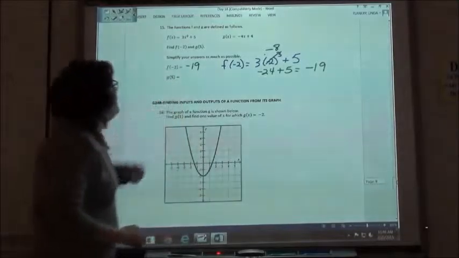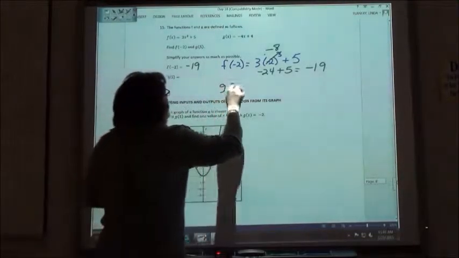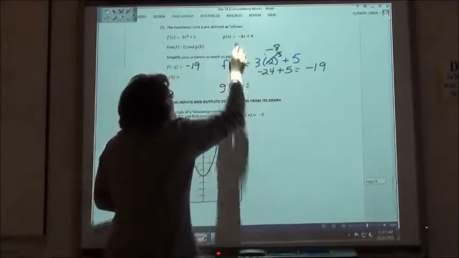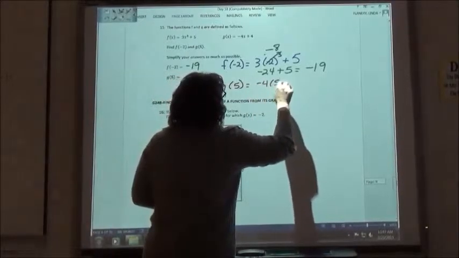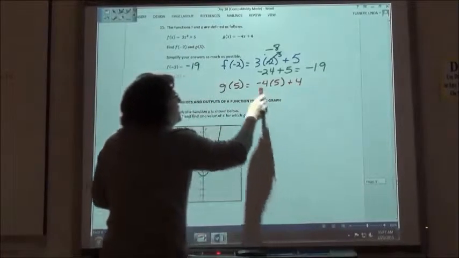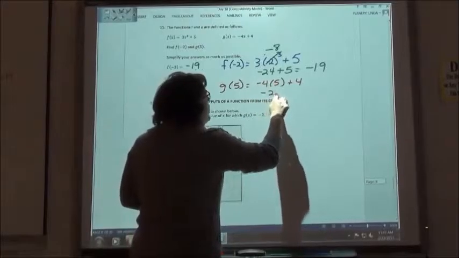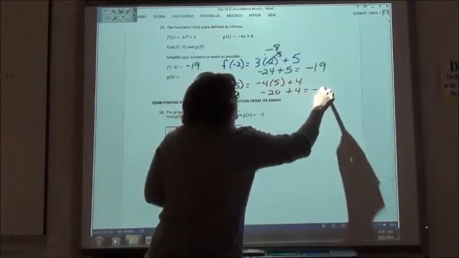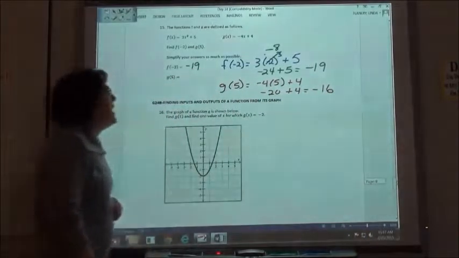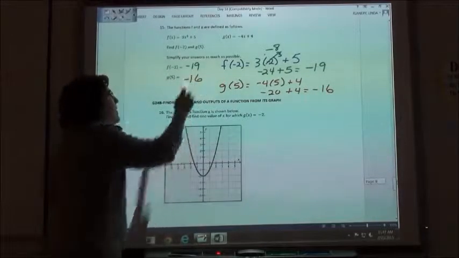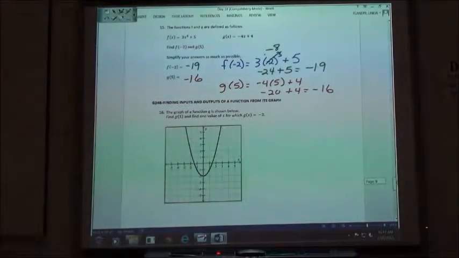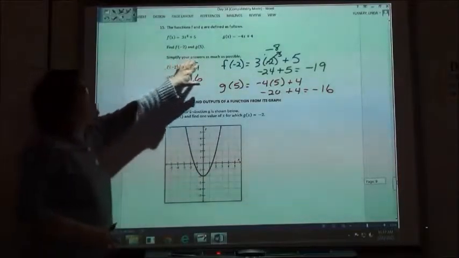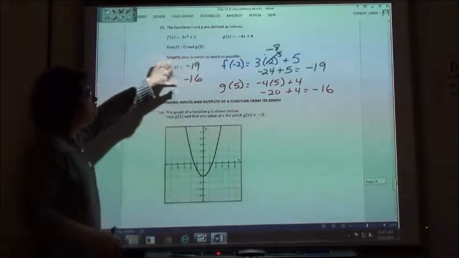And then I'm going to do g of 5. So g of 5 says I'm going to take negative 4 times 5 plus 4. Negative 4 times 5 is negative 20. Negative 20 plus 4 is going to give me negative 16. So functional notation. Now what they're trying to get across to you is something like this. I'm in functional notation.